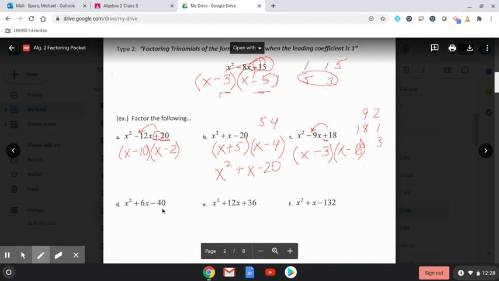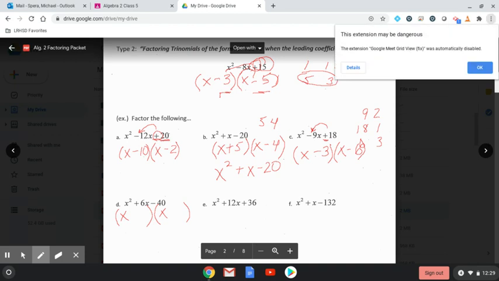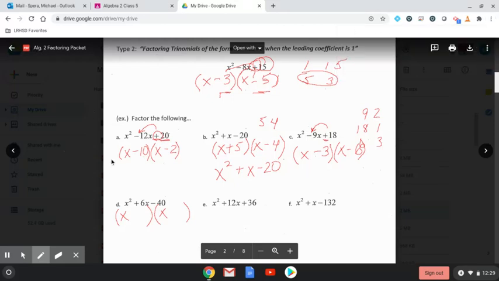All right, let's do one more here. Factors of 40 that could give us 6. All right, so start thinking about it. I'm just going to set us up. So hopefully right now in your heads you've thought about 8 and 5, 10 and 4, 20 and 2. And which set of those factors can possibly give us positive 6?